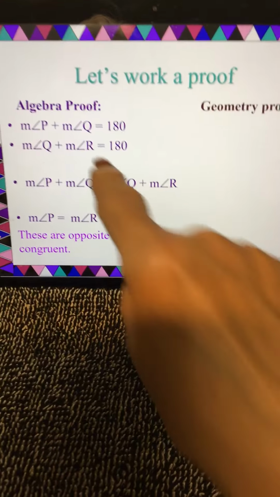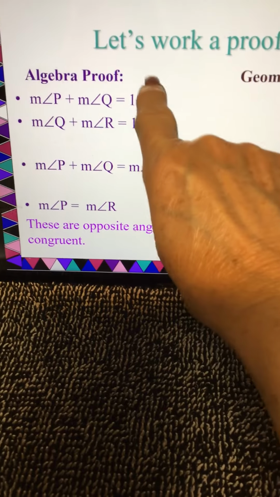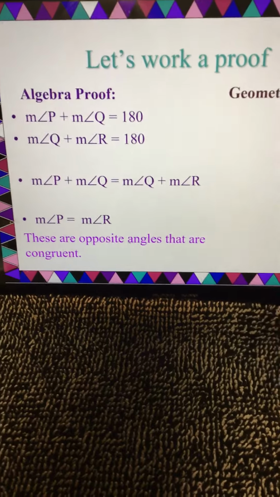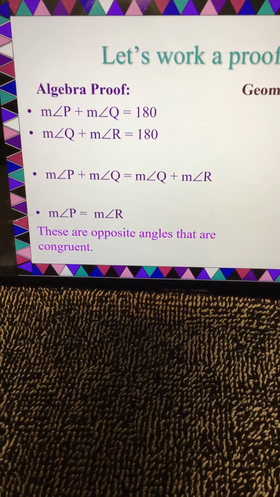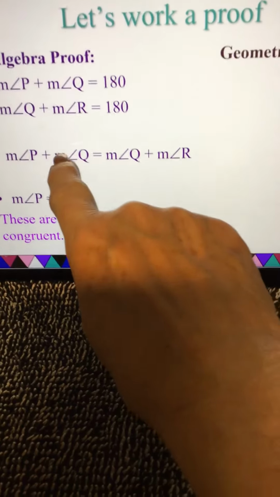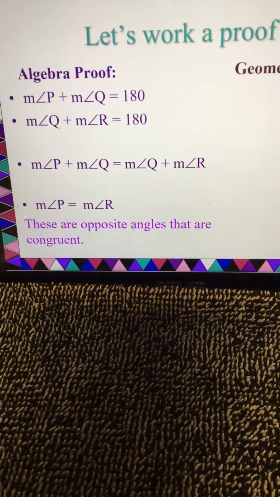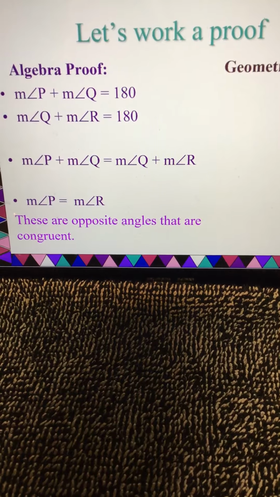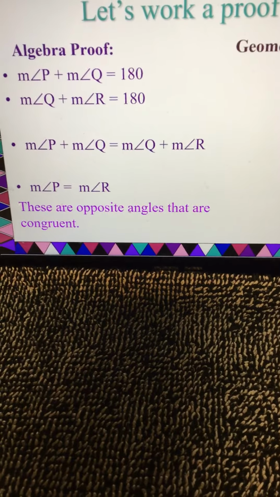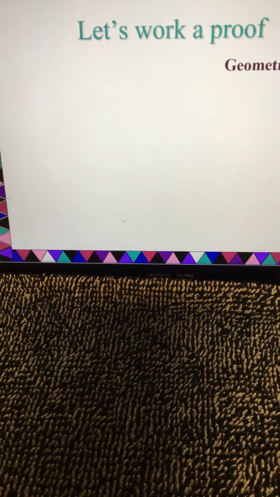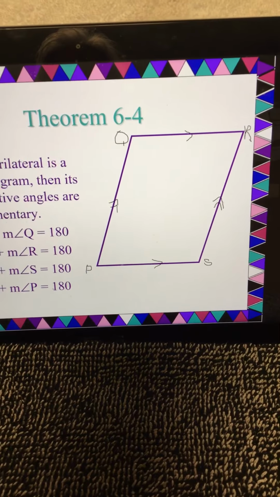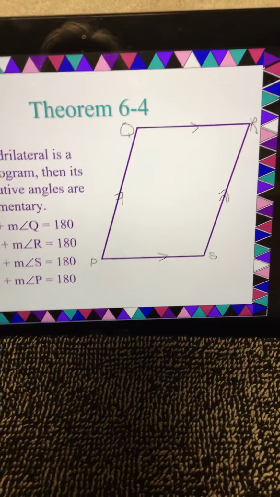I don't know if you can remember this. It's been a while since we've done proofs, but since these are both equal to 180, we can set them equal to each other. Some of us will call that the transitive property, and some of us will call that the substitution property. Since there's a measure of angle Q on each side, we can subtract that away, and we're left with the measure of P is equal to the measure of R. And those are opposite angles. And I just proved that these opposite angles over here, P and R, are going to be congruent to each other.